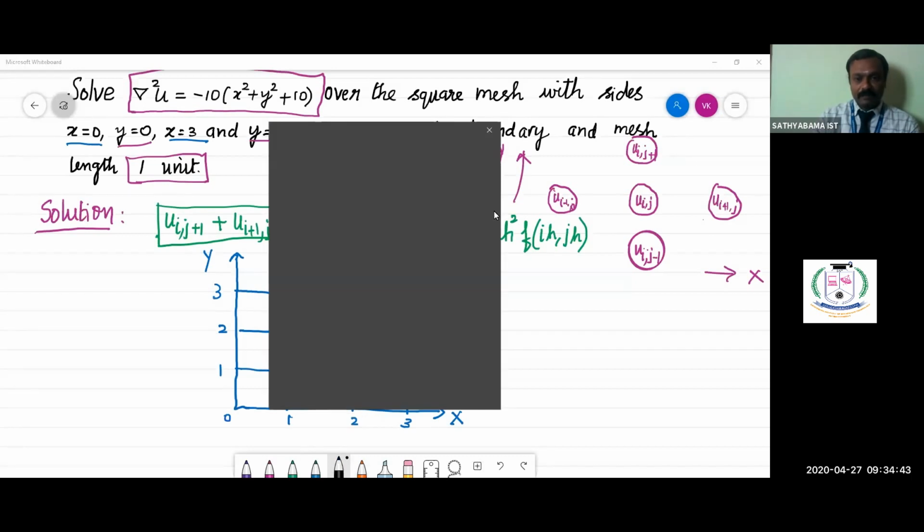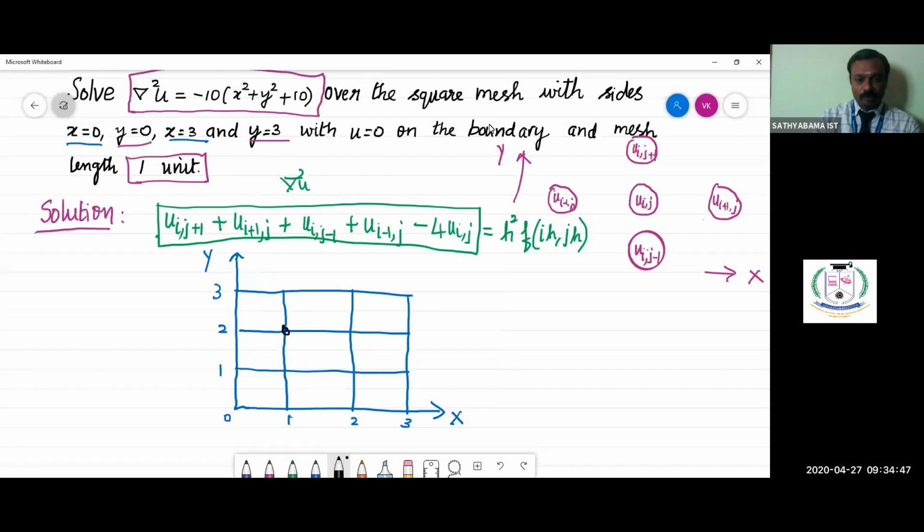We are interested in finding the values at these mesh points, u1, u2, u3, and u4. To do this, we are given the boundary conditions, that is u equal to 0 along the boundaries. So the values at all mesh points along the boundary are 0, because that's what is given in the question. U is 0 on the boundary. So all these mesh points along the boundary, u equal to 0.